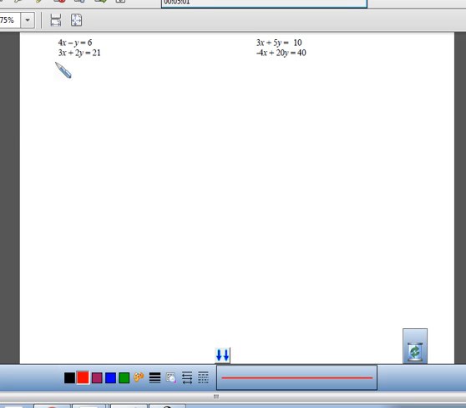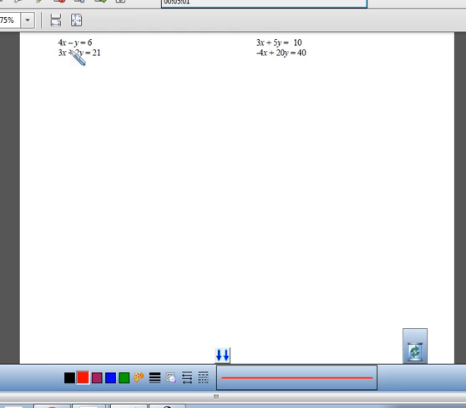Okay, here we go. So the first problem, 4x minus y equals 6, 3x plus 2y equals 21. Now, I can't just add them together. I can't do substitution. If I add them together, I get 7x plus y equals 27. I didn't get rid of one of the variables.